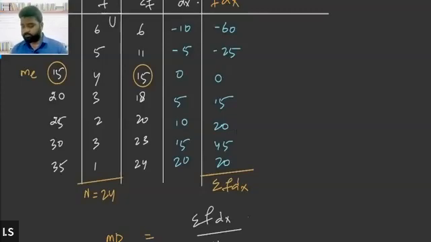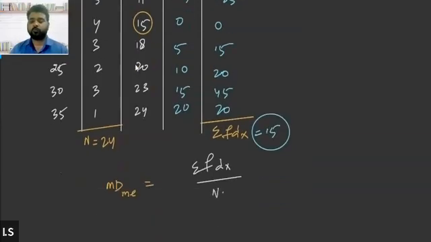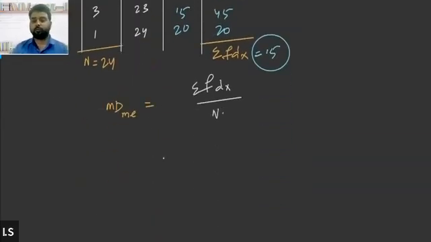Okay, so minus 60 plus minus 25, it will be minus 85. So 15 plus 20 plus 45 plus 20, it will be 100. 100 minus 85 will be 15. So we are getting 15 here. Tell me, Alexander, is there any doubt till this point? No, sir. No doubts.